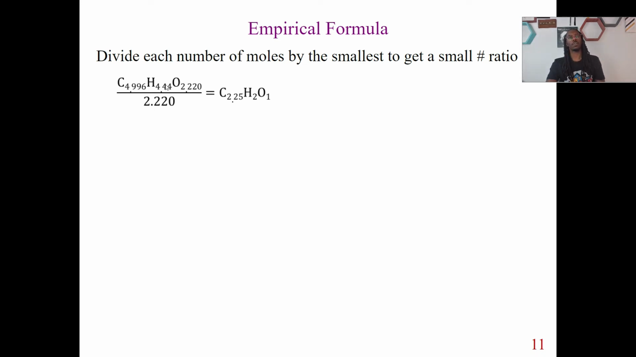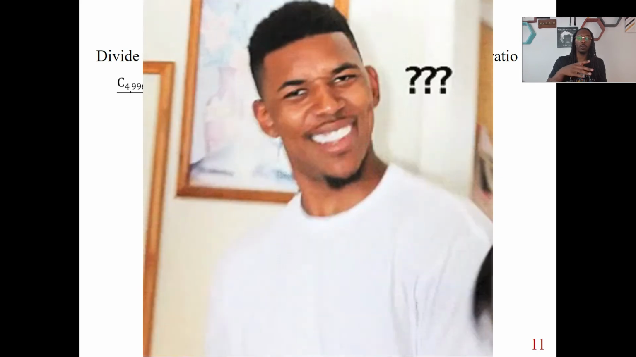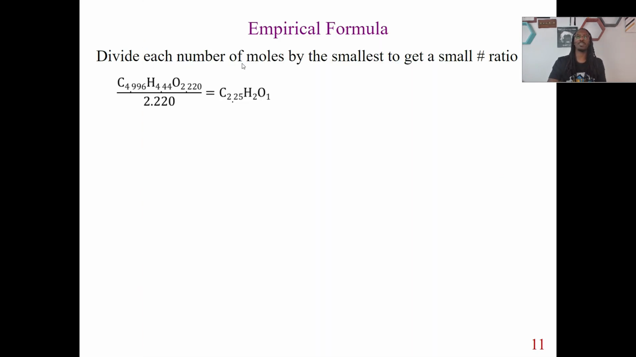Okay, so I put it as subscripts because basically that's what we're finding here. We're really finding the formula, so I just put it here. You don't necessarily have to do that, but it's a good visual representation of what we're finding. So now we need to divide each number of our moles by the smallest number. In this case, the smallest number of moles is oxygen at 2.2. So I'm going to divide my carbon 4.996 by 2.220.